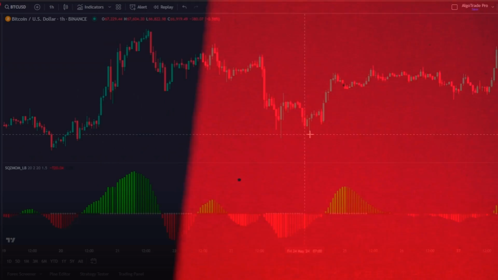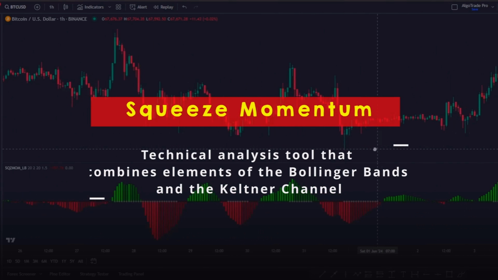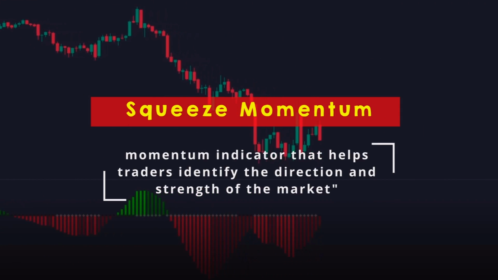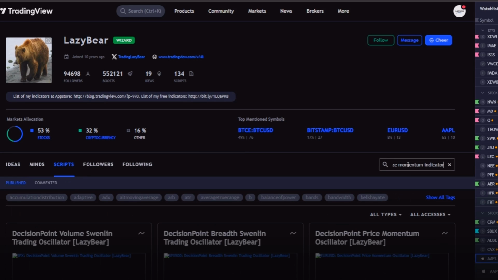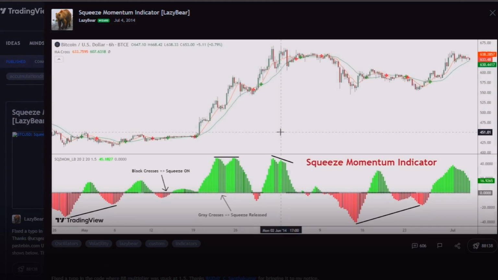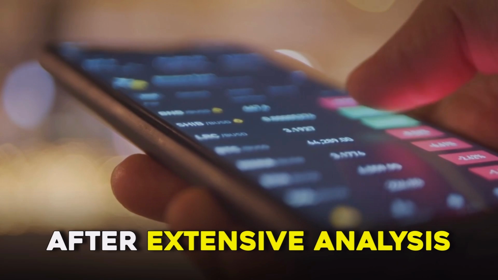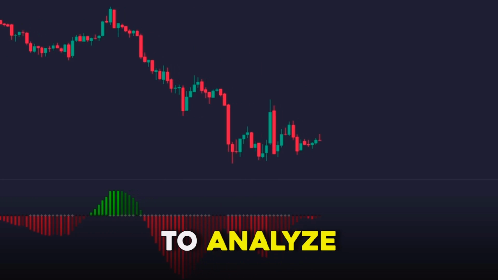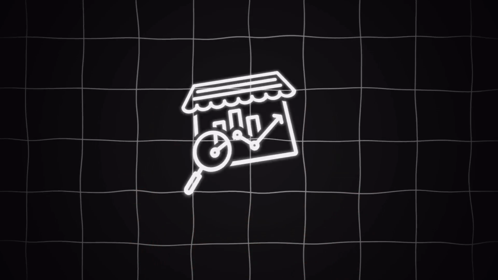By definition, the Squeeze Momentum is a technical analysis tool that combines elements of the Bollinger Bands and the Keltner channel, and so it is a momentum indicator that helps traders identify the direction and strength of the market. If we go to the Lazy Bear's page and search for the indicator, we can see that the creator suggests using the gray dots of the oscillator in combination with the momentum to enter in trades. However, after extensive analysis, I decided that for today's video it makes more sense to analyze entry points based only on the momentum, otherwise we might miss a lot of market opportunities.